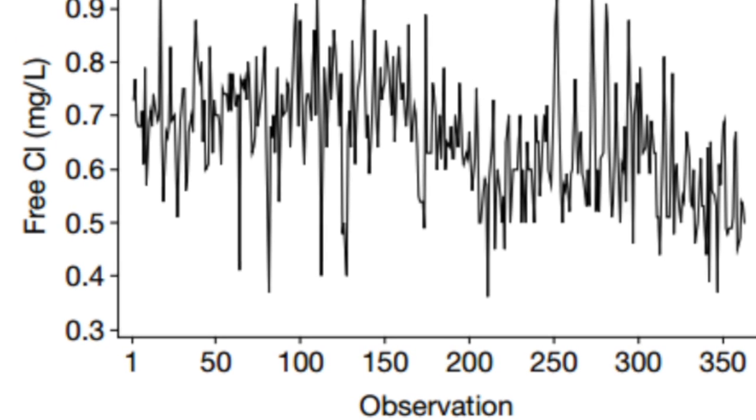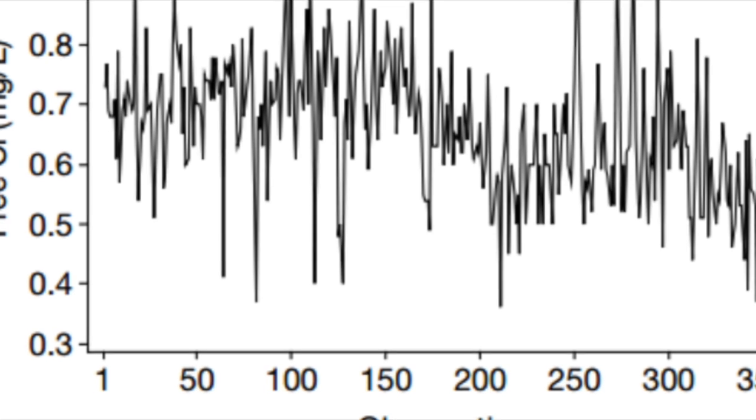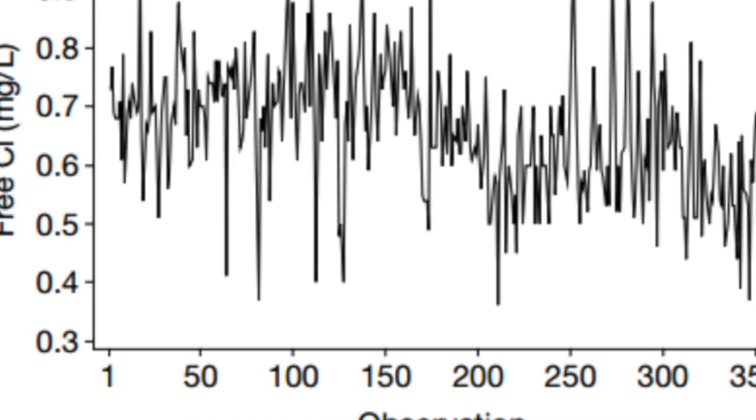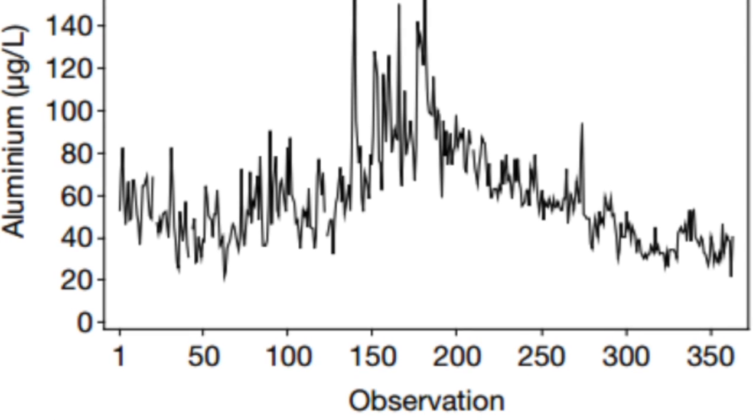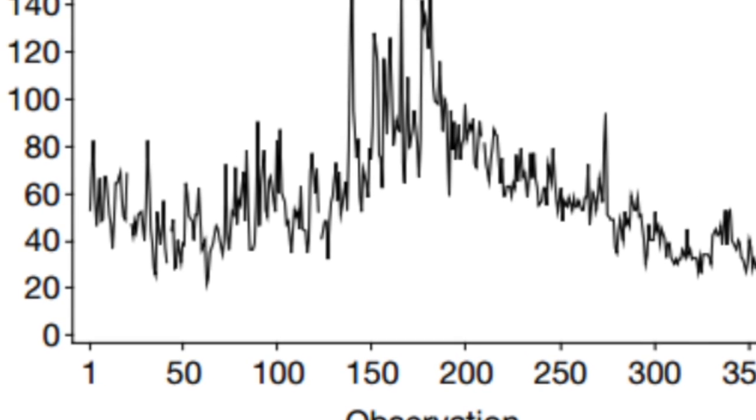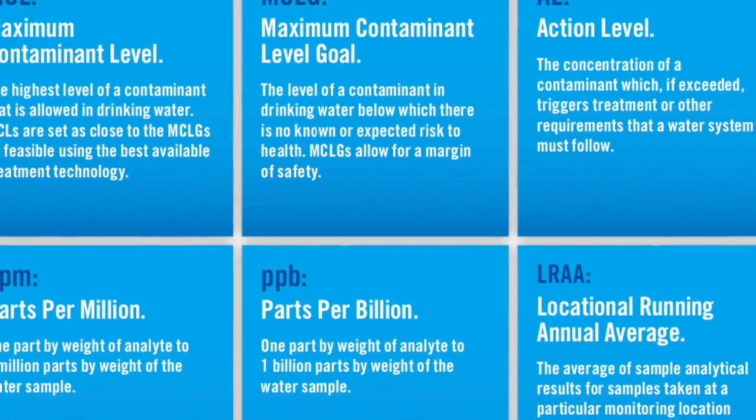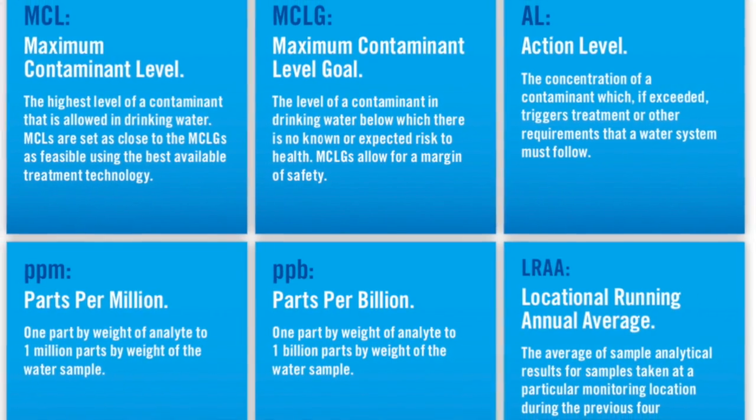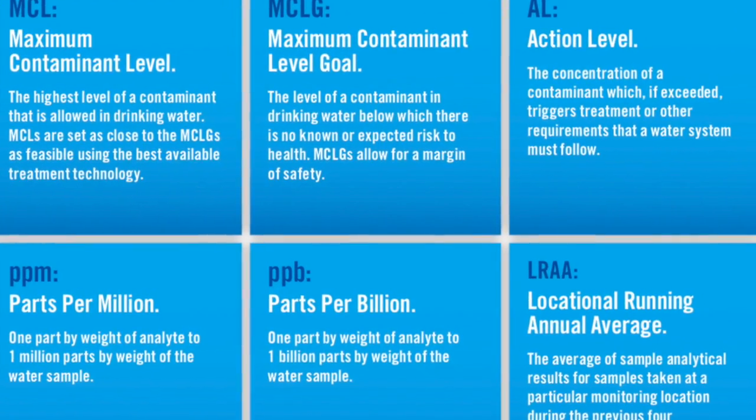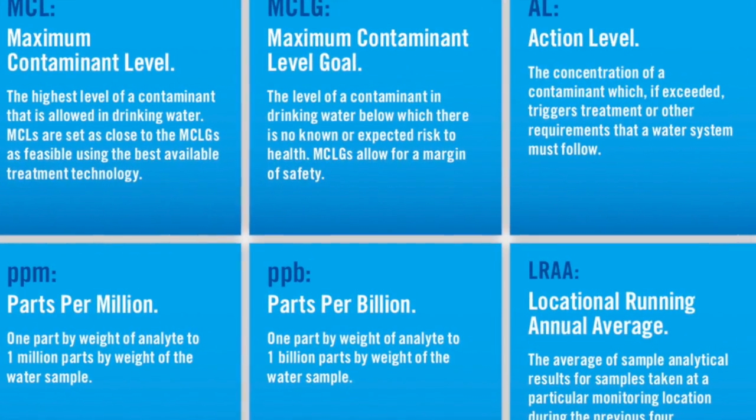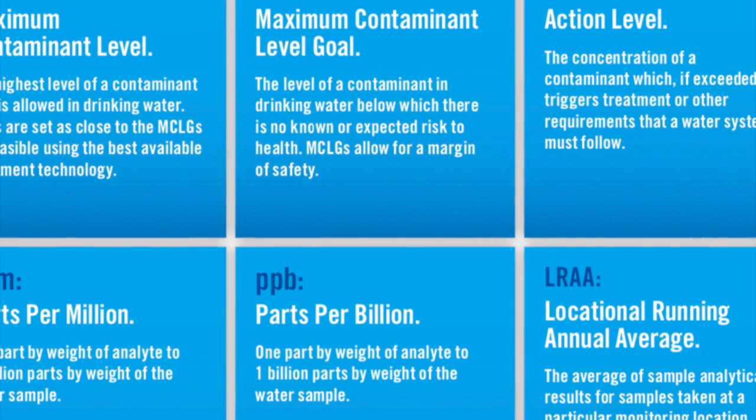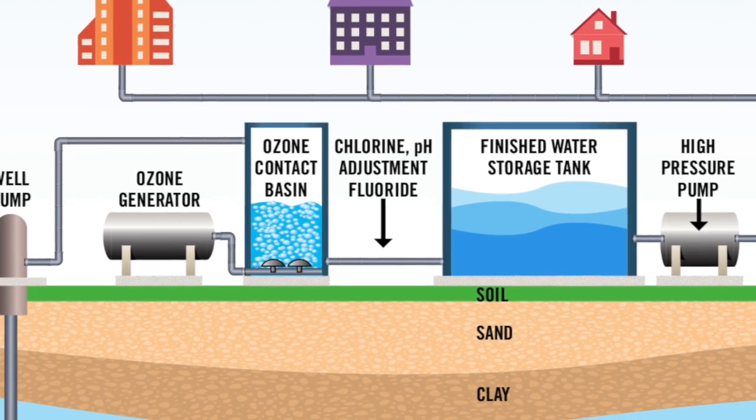On the control charts, you will see MCL and MCLG. MCL means the highest level of contaminants that is allowed in drinking water, and the MCLG is the level of contamination of the drinking water below which there's no known or expected risk. As you can see, it is a very meticulous process in which we are able to obtain clean drinking water.